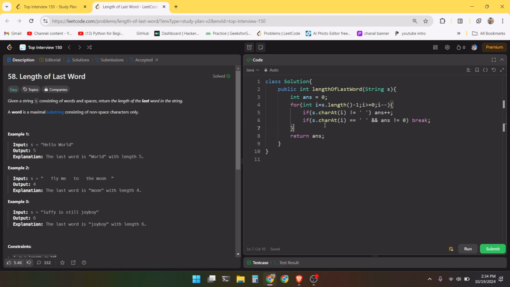So I just start reversing from the back. As soon as I encounter the first non-space character, start incrementing the answer, and if I again hit the space character and answer is not equal to 0, then just break, and that's the final answer.